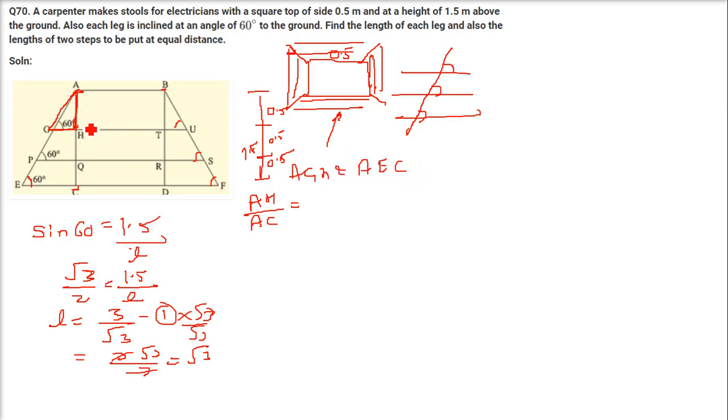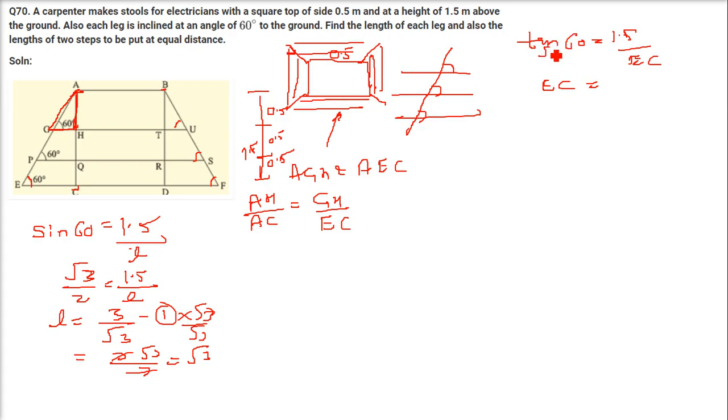AGH and AEC. So AH by AC will be equal to GH by EC. Now the question arises: we have to find this EC also, because until and unless we know this EC, we won't be able to solve it. So for finding this EC, let me take tan 60 is equal to this whole height, which is 1.5, by base, that is EC.